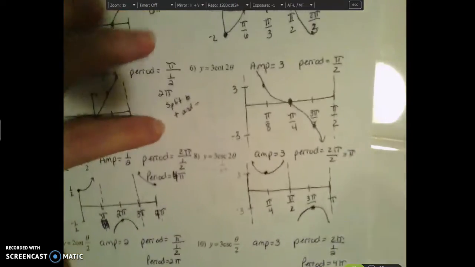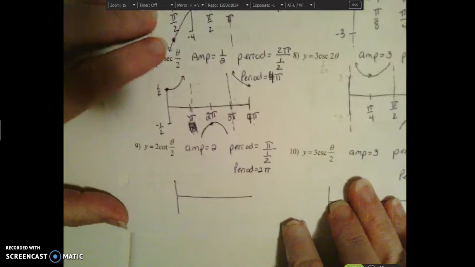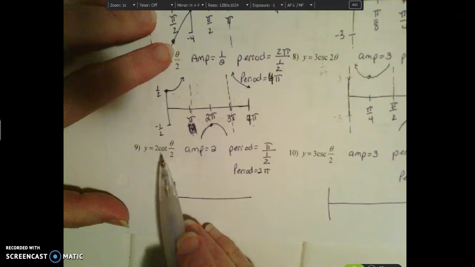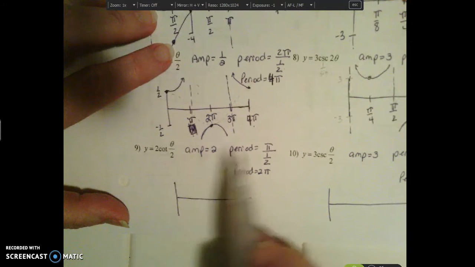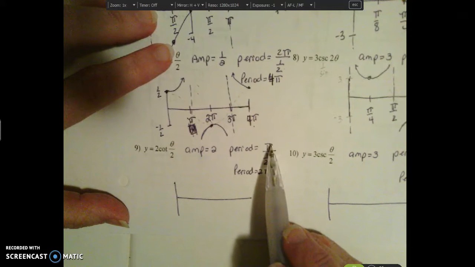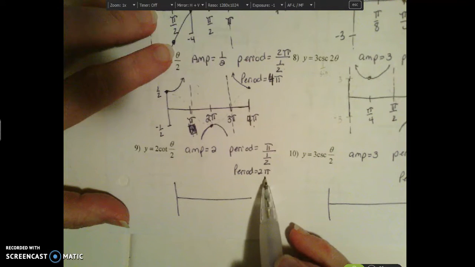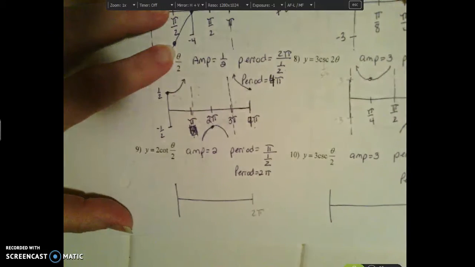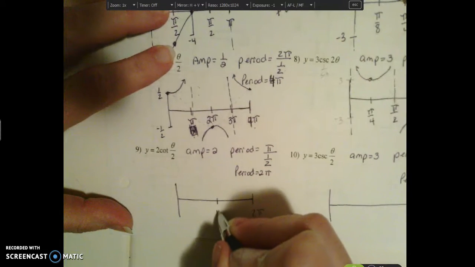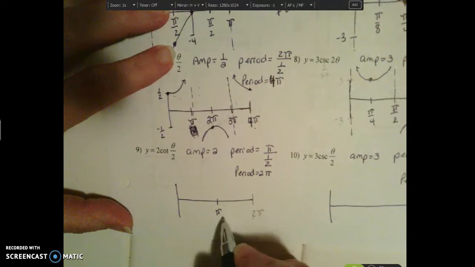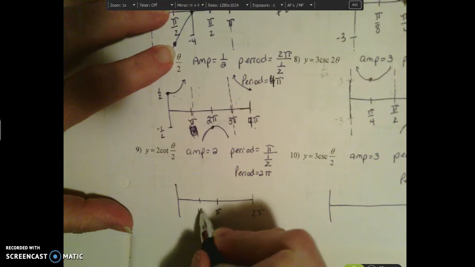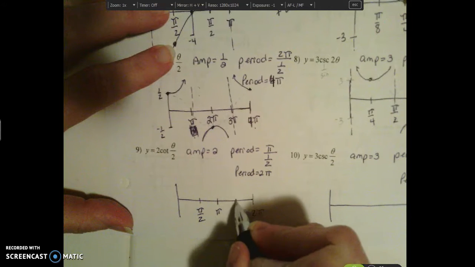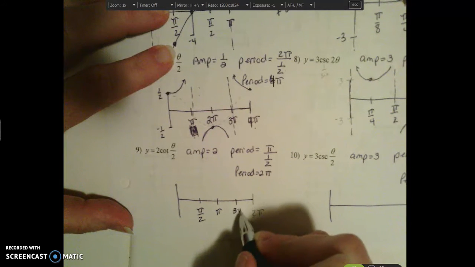Alright, so far so good. Alright, 2 more. Cotangent again. So cotangent, the period is pi. So pi divided by 1/2 would be 2 pi. So cotangent does not span the x-axis, or the y-axis. So half of that is pi. Pi over 2. 3 pi over 2.